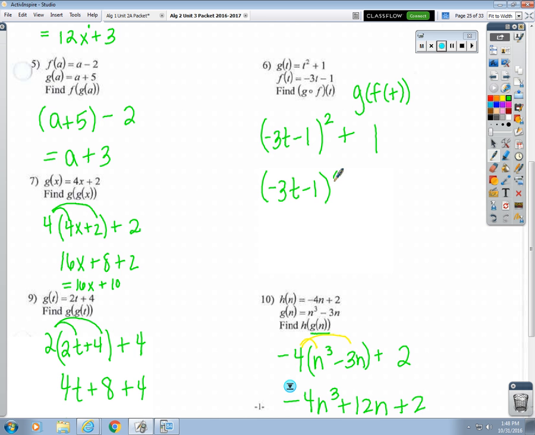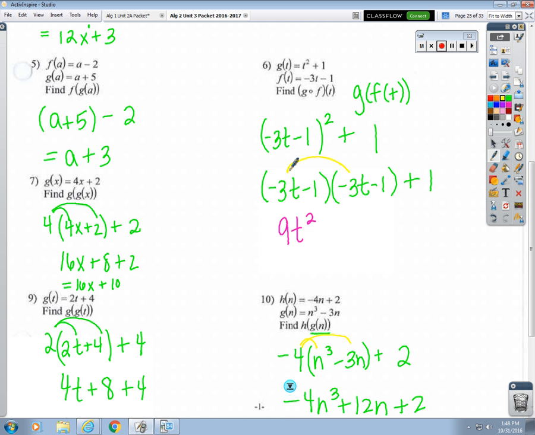Because squared means that it's multiplied by itself. So we're going to write them both out. Don't forget that plus 1. Now how do we combine that? Well, FOIL, because remember it's multiplication. Negative 3t times negative 3t is positive 9t squared. Okay, because it's two negatives.